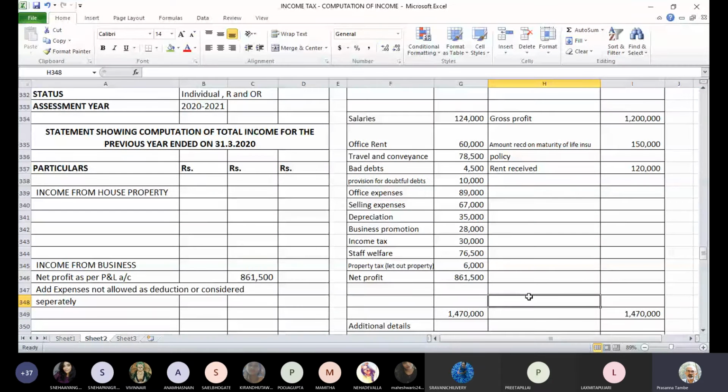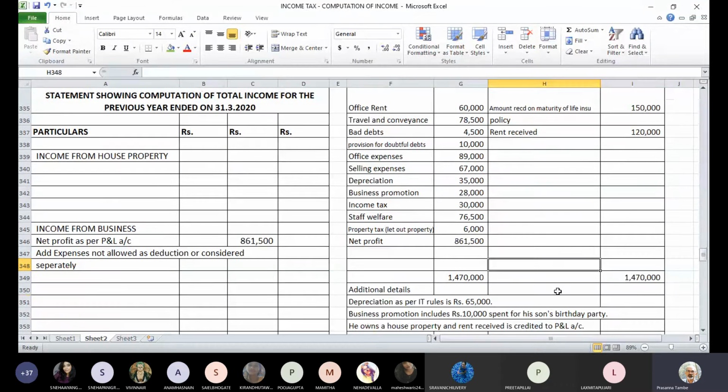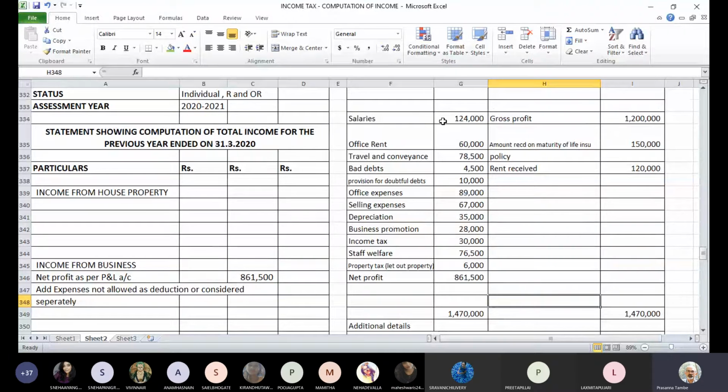The first item is salary, 1,24,000. Salary is a usual business expenditure, right? It's required to be incurred when you carry on the business or profession. And there is no other information to suggest that any portion of salary will be disallowed, because there is no contrary information. So salary will be fully allowable expenditure. No adjustment is called for.